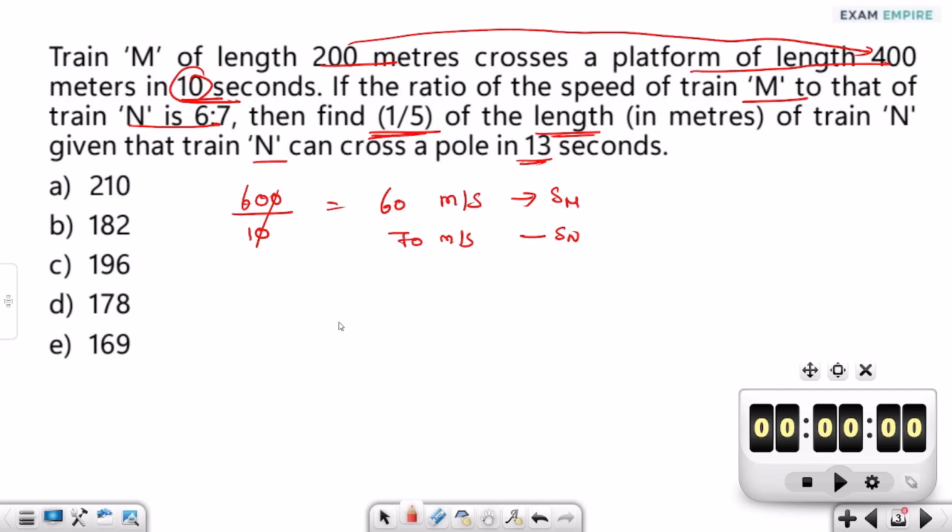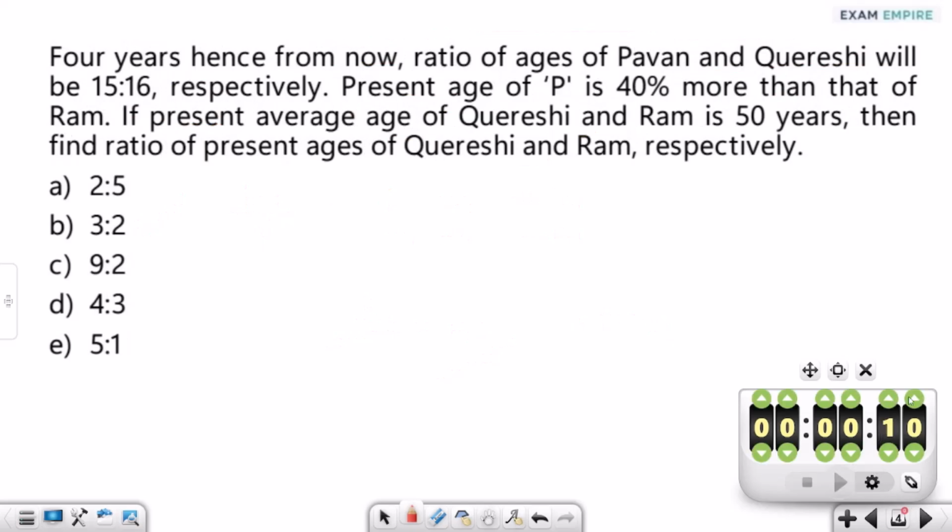So what will be the formula to find the length of the train? That is speed into time. So what is the speed of train N? 70. So what is the time taken? 13. And what we need to find? 1/5 of that value. So into 1 by 5. So this is one time and this is 14. So what is 14 into 13? 182 meters. So the answer for this particular question will be 182 meters. Okay, so next one. So try to solve by yourself.